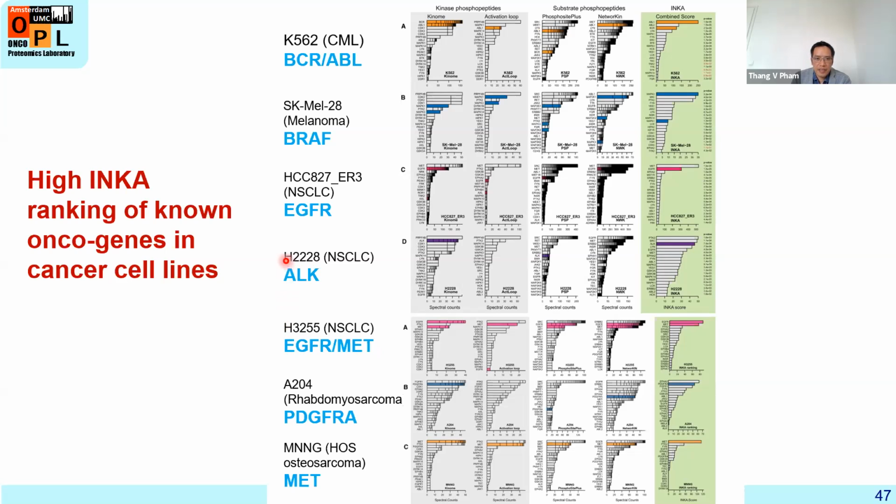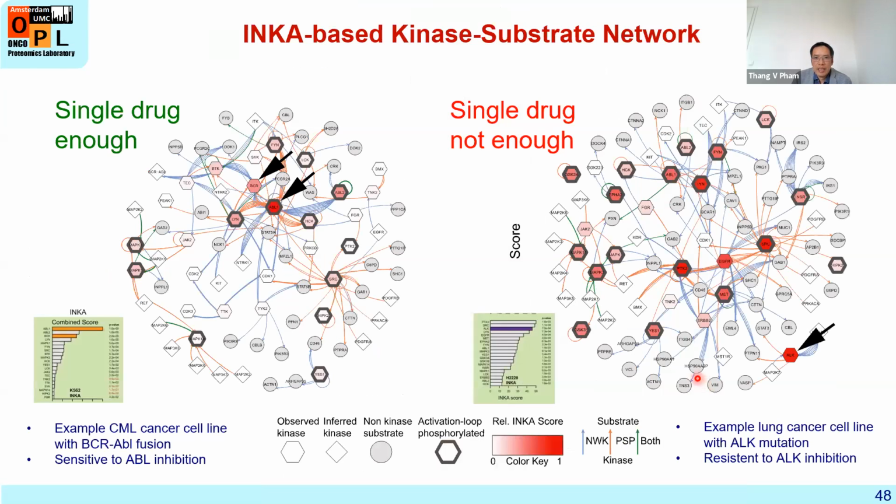So this cell line, for example, has an ALK mutation, and from the INKA analysis, you see that all these driver mutations ended up very high in the INKA score list. We also provide a visualization so that domain experts can explore this data set and the results. For example, sometimes it's quite visible that a single drug is sufficient to suppress the tumor, but sometimes a single drug is probably not enough because of the many different hotspots, as can be seen here.